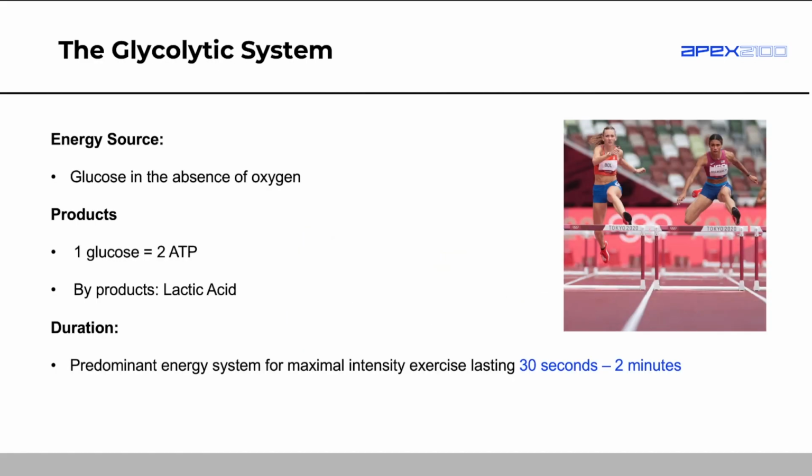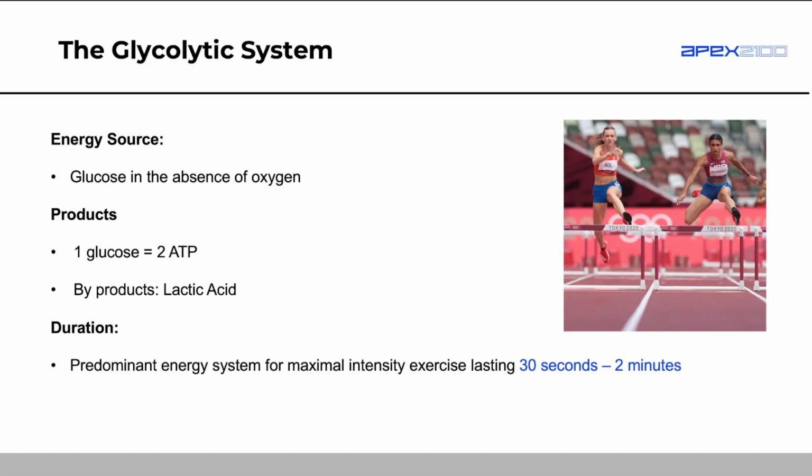Okay, the next one is the glycolytic system. Remember, it's also known as the lactic acid system, and it becomes the primary source of ATP once the ATP-PCr, or the phosphagen system, has been exhausted. So if we're doing a 400-meter sprint, let's take that as an example, the glycolytic system is the primary source of energy. Glucose is broken down to produce ATP in the absence of sufficient oxygen.